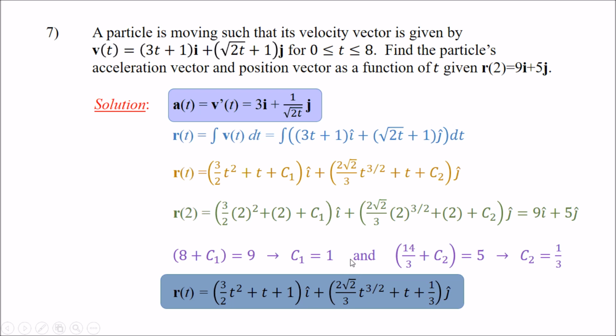Your final step is to back substitute in the value for c sub 1 and the value of c sub 2. So my position vector, r of t, is equal to the quantity 3 halves t squared plus t plus 1 i, plus the quantity 2 square root of 2 over 3, t to the 3 halves plus t plus 1/3 j. And that's all there is to it.